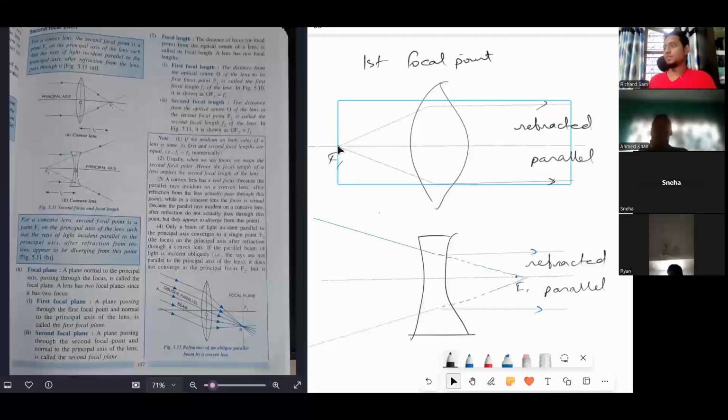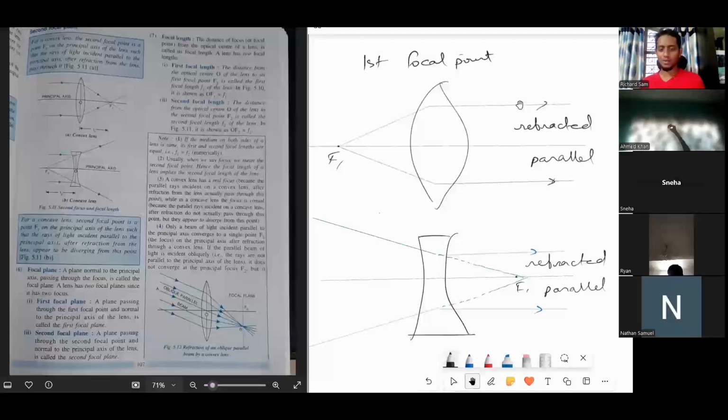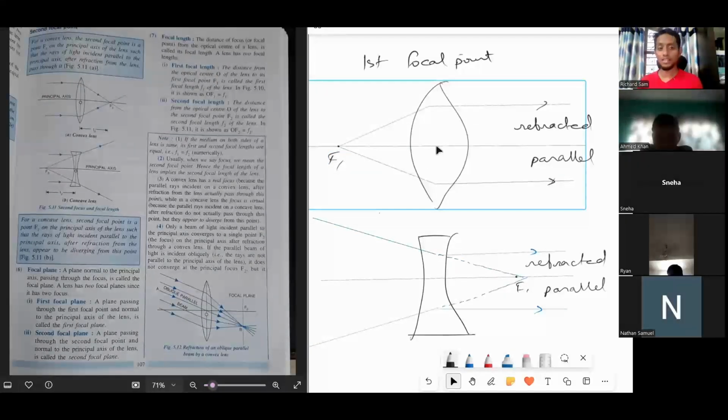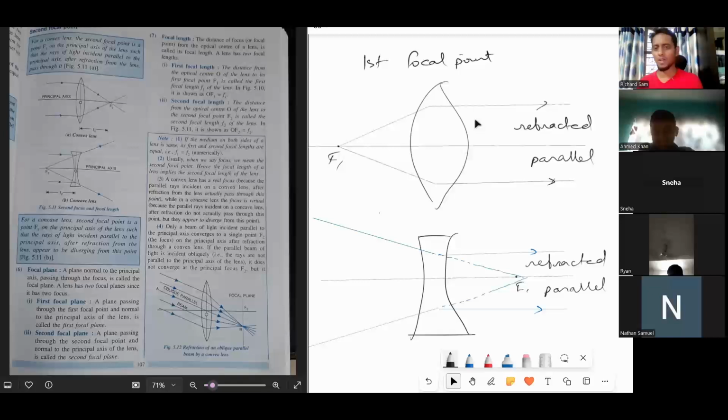Okay, now since you know what's F1 and F2, first focal point and second focal point, you have first focal length and second focal length. So obviously what is first focal length? It's the distance from first focal point to optical center. What is second focal length? The distance from second focal point to the optical center. Here also, first focal length is what? The distance from first focal point to the optical center.